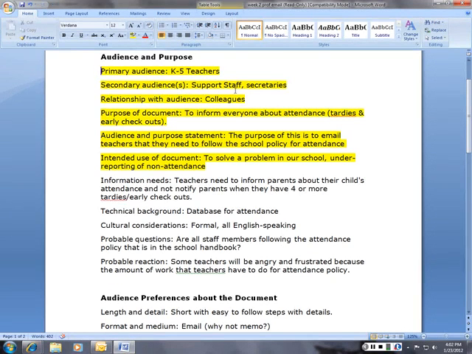The secondary audience would be support staff or secretaries, those who are actually sending out the information to parents. Relationship with the audience, you're all colleagues. The purpose is to inform everyone about attendance, tardies, and early checkouts. The audience and purpose statement: the purpose of this is to email teachers that they need to follow the school policy for attendance. Now there's an intended use here, and I'm not sure if we want to get into this, but it's to solve a problem in our school, which is the underreporting of non-attendance.